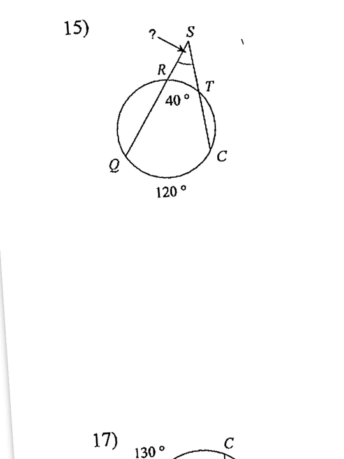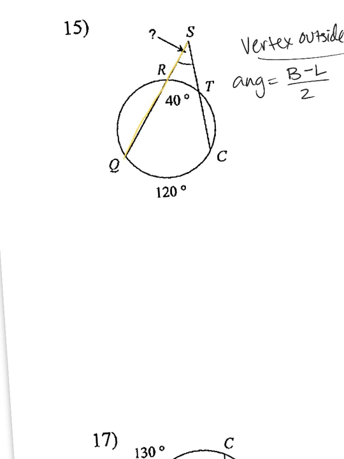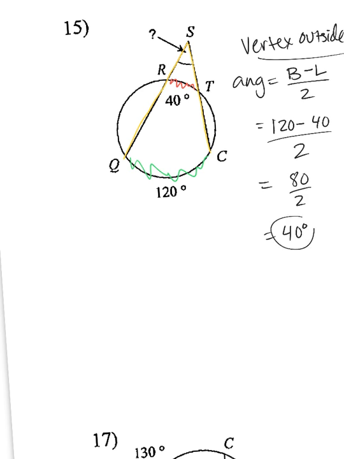All right, the next one I have vertex outside. So that means that the angle equals the big arc minus the little arc divided by 2. So I don't know my angle, but I do know the little arc and I know the big arc. So to fill this in, I've got big arc, which is that green 120, minus the little arc, which is 40, divided by 2. So 120 minus 40 is 80 divided by 2. That gives me 40 degrees for my angle.